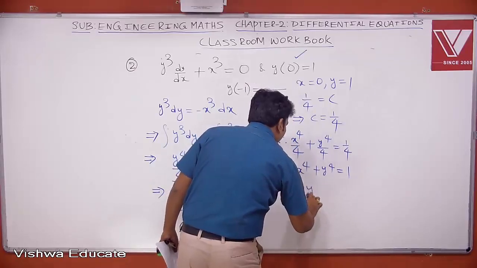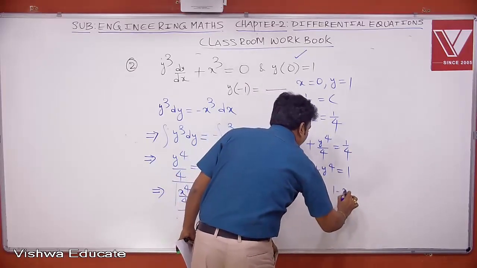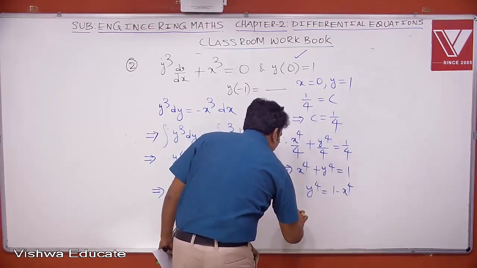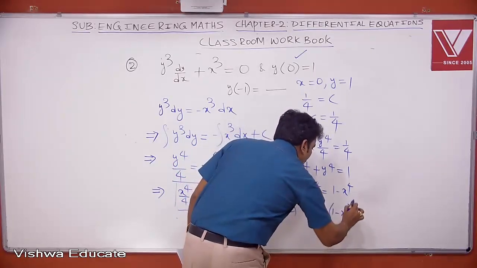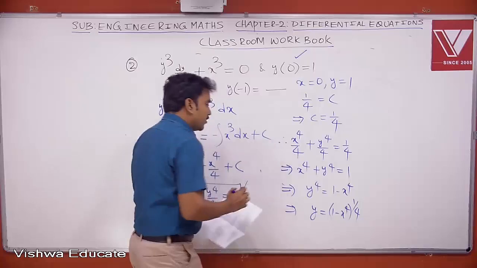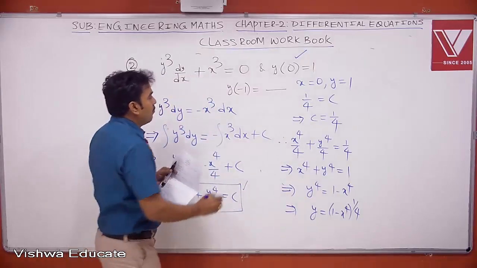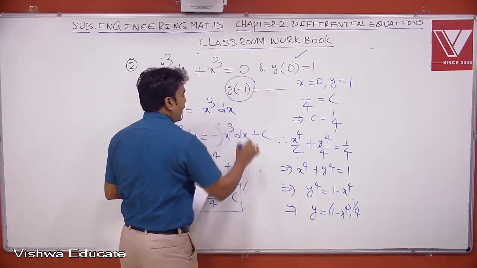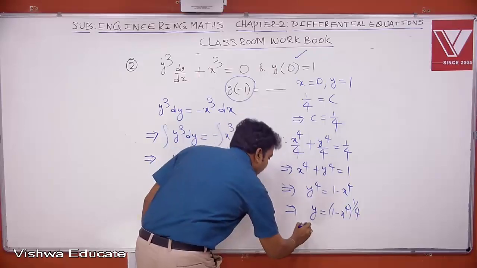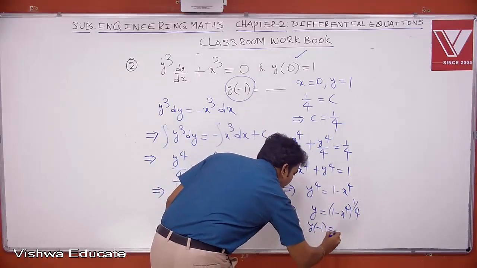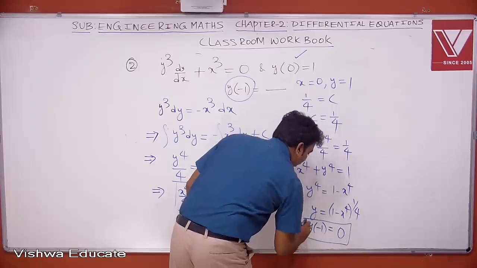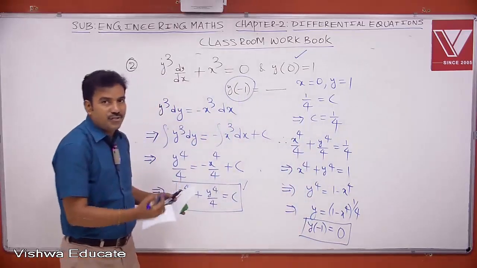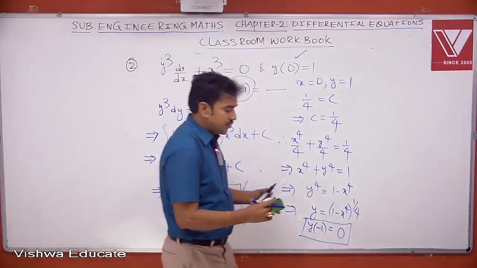This implies y power 4 equal to 1 minus x power 4. This implies y equal to (1 minus x power 4) whole power 1 by 4. Now this is my particular solution. But what we require is y of minus 1. Replace x by minus 1. So y of minus 1: when you replace x by minus 1, the result will be 0. So the final answer is 0. Note this.